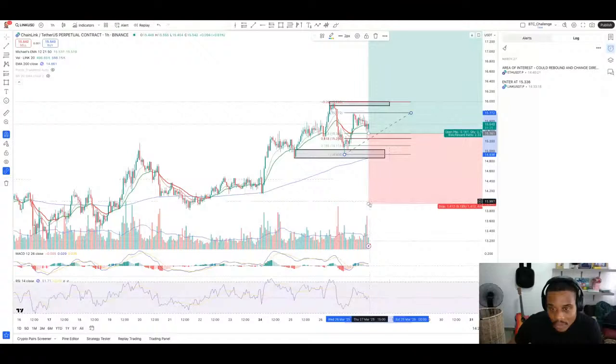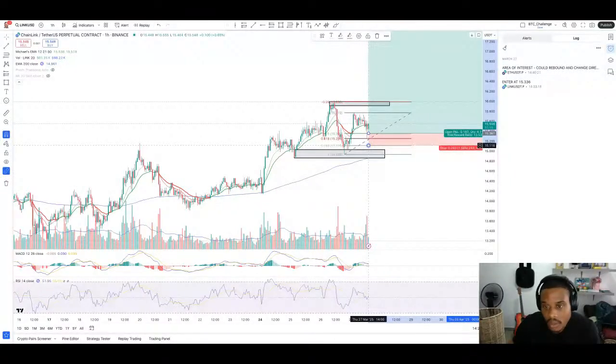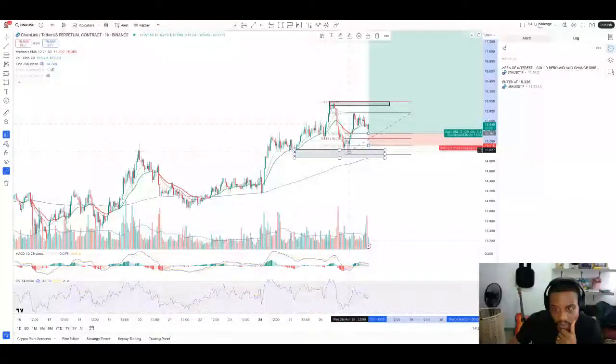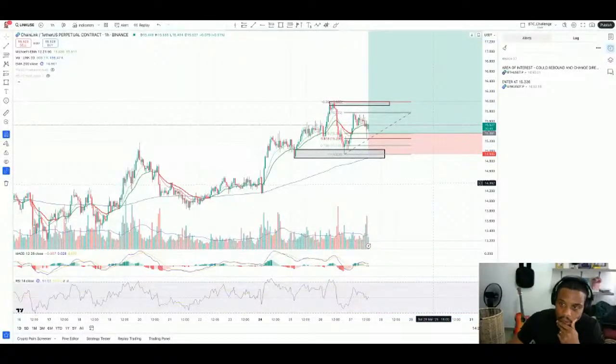15200. What is that? 15200, that's 0.7. So it should be something like this. But I'm more comfortable putting it down here. It's 14900. I'm more comfortable putting it there.